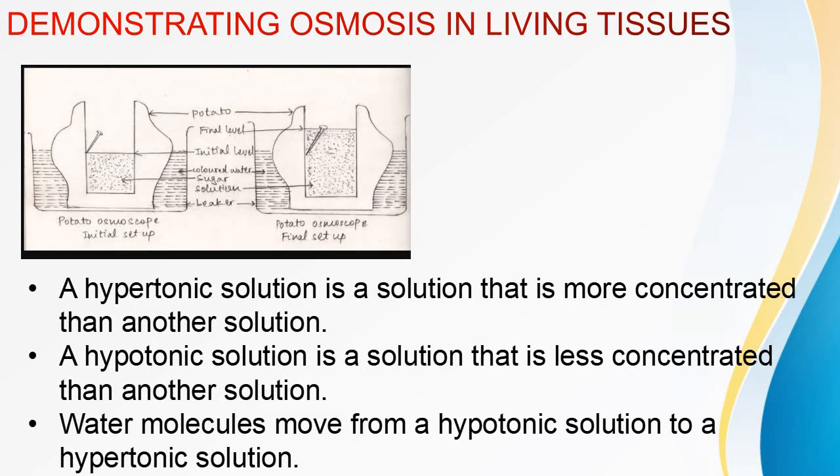And water molecules move from a hypotonic solution to a hypertonic solution. So in our setup, the sugar solution is hypertonic and the colored water is hypotonic. So the water will move from the colored water through the potato tissues and into the potato cavity, thus causing the water level to rise, as you can see in the second picture.